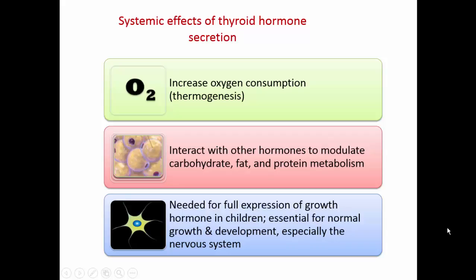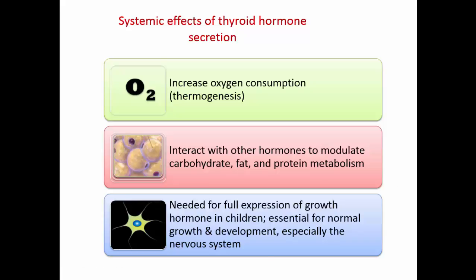Let's look at the systemic effects of thyroid hormone secretion. Thyroid hormone increases oxygen consumption. So with higher levels of thyroid hormone, we have an increased basal metabolic rate. And with lower levels of thyroid hormone, we have a lower basal metabolic rate. Thyroid hormone interacts with other hormones to modulate carbohydrate, fat, and protein metabolism. So overall, it has important influences on metabolism.